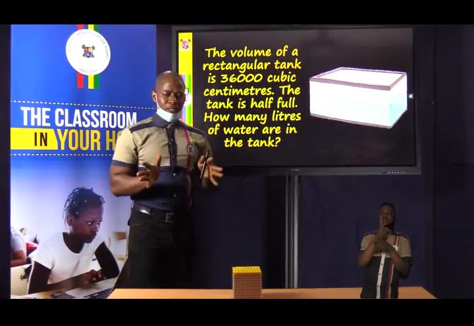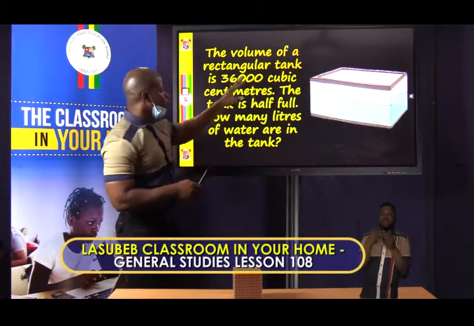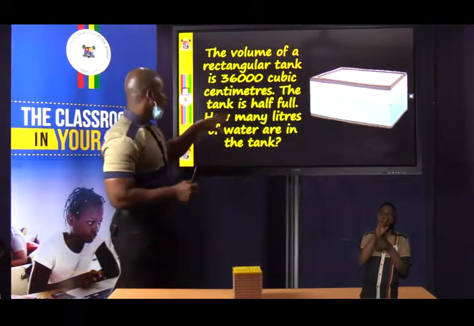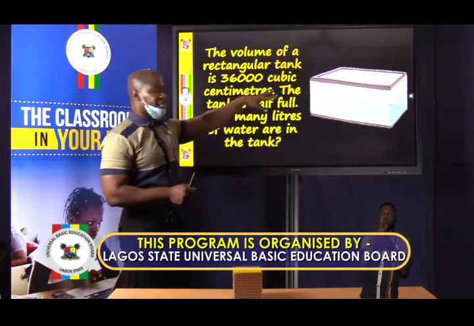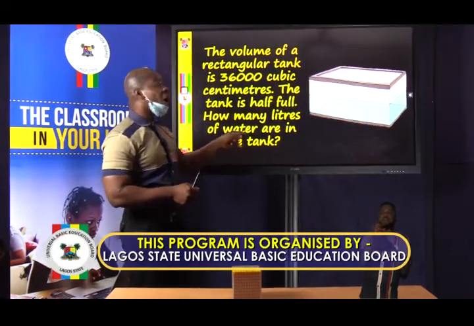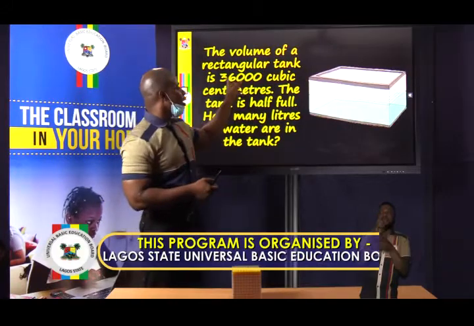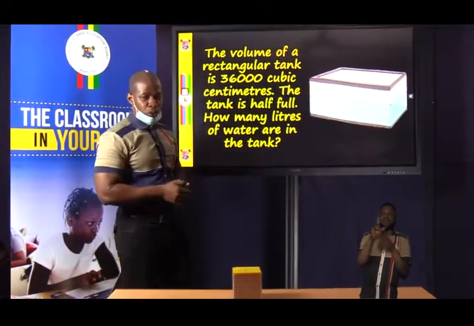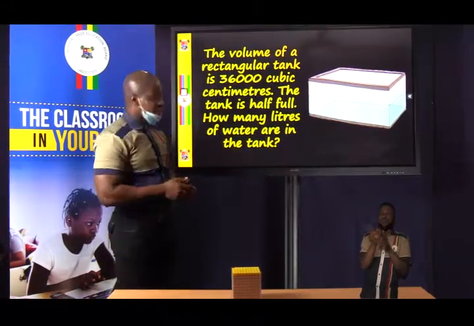I want you to think about this critically. We're given that the volume of the tank is 36,000 cubic centimeters, and half of that will be in cubic centimeters, but the question is asking how many liters. That means we have to find half of this in cubic centimeters and change it back to liters. Are you ready? Well, let's begin.